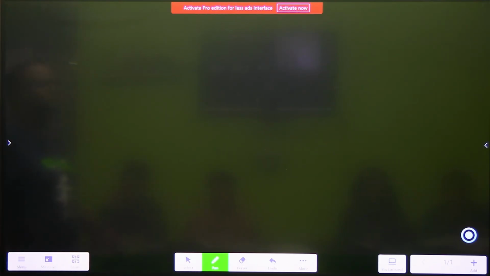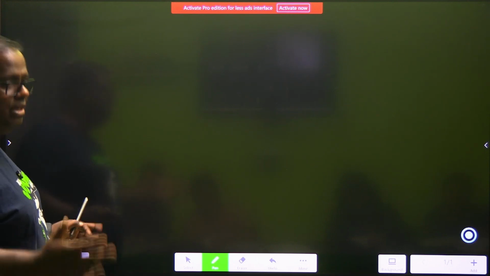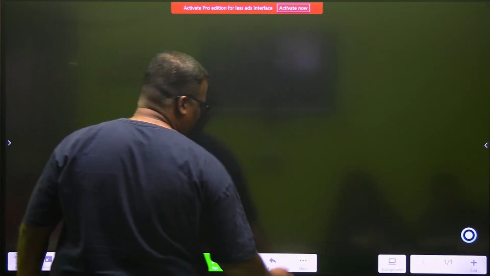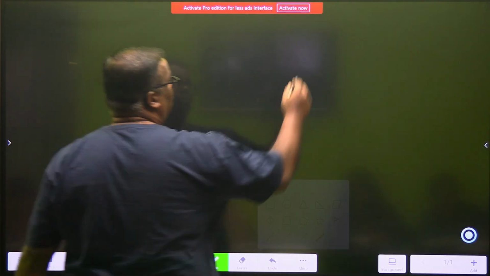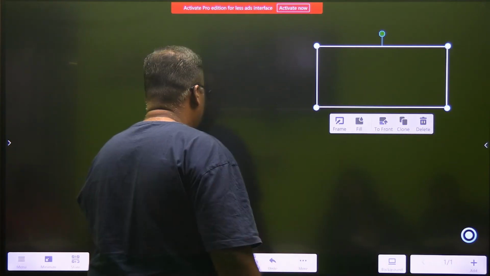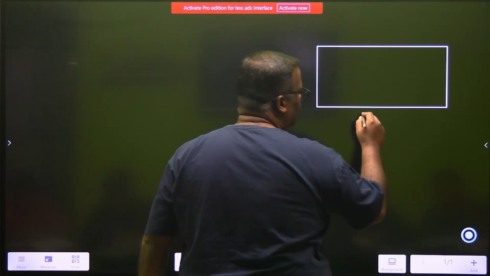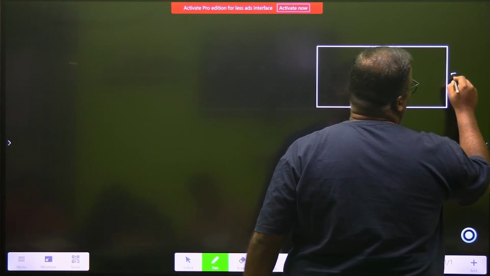Yes, please read. A field is 80 meters long and 50 meters broad. A field. So we have a field. It may be area, we don't know as of now. So we have a field, and whatever she speaks, I'm going to write. A field is how much long? 80 meters long and 50 meters broad.